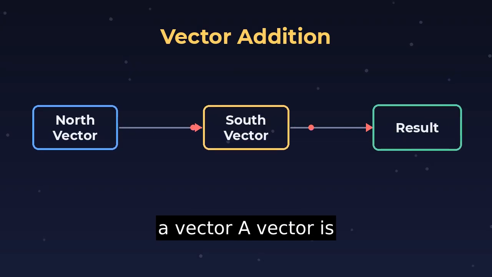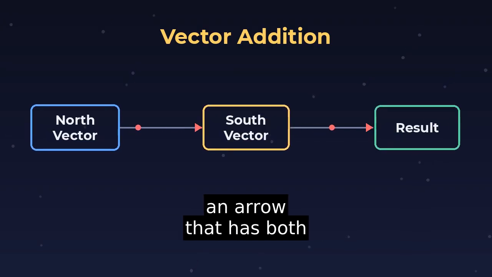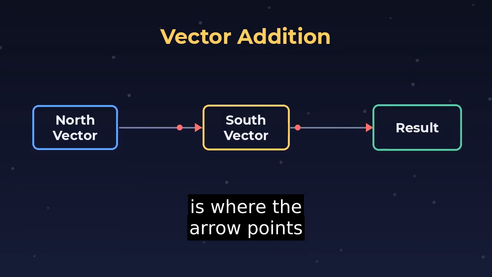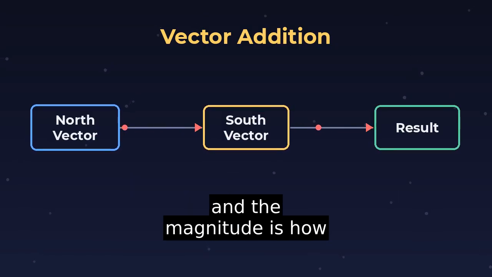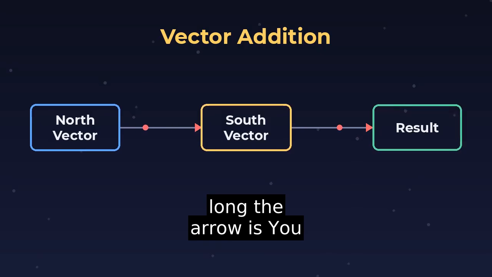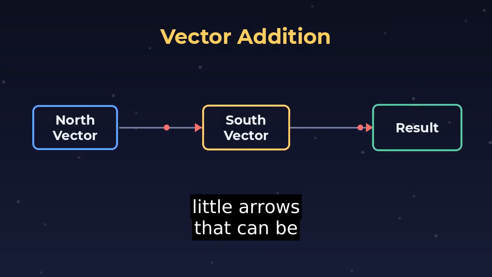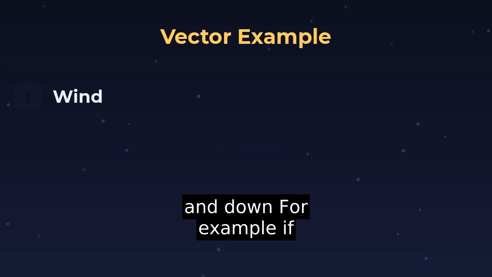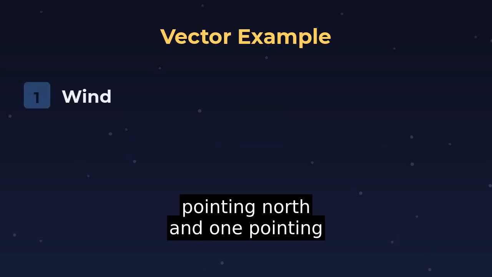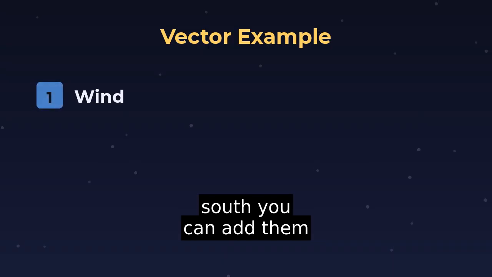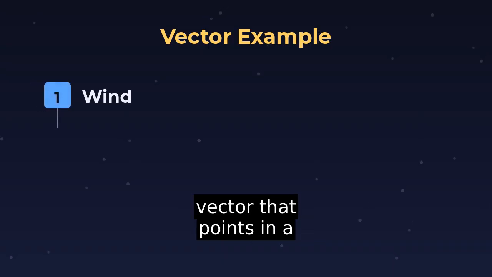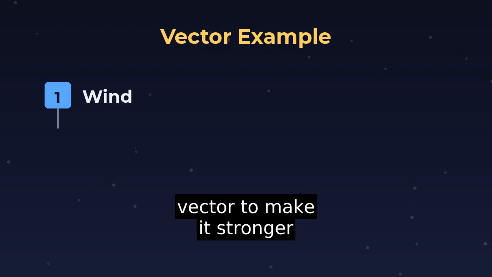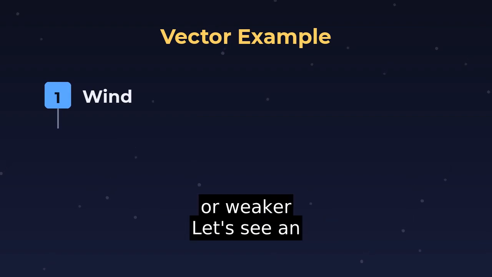So, what is a vector? A vector is an arrow that has both direction and magnitude. The direction is where the arrow points, and the magnitude is how long the arrow is. You can think of vectors like little arrows that can be added together or scaled up and down. For example, if you have two vectors, one pointing north and one pointing south, you can add them together to get a new vector that points in a different direction. You can also scale up or down a vector to make it stronger or weaker.